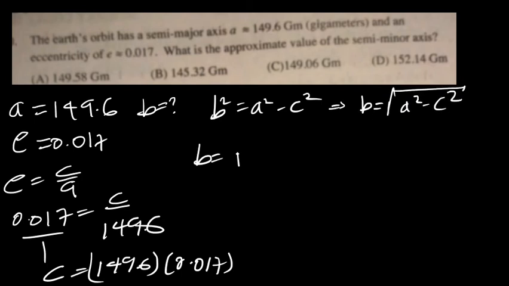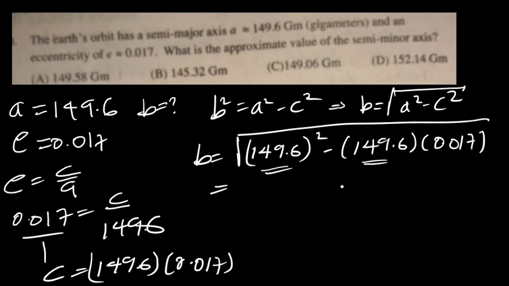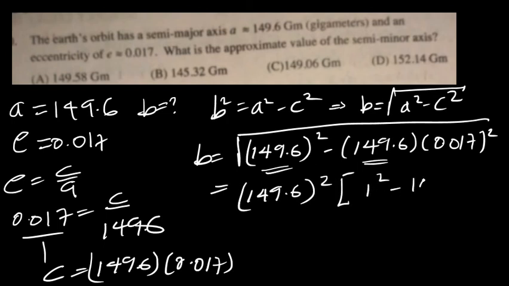Then B is equal to the square root of what is A, 149.6 square, minus, and what about C, 149.6 multiplied by 0.017, the whole square. Since we are asked for an approximate value, let us see what will happen. Then take out common. When you take out common, 149.6 square outside, and then just 1 square minus 0.017, the whole square left in the bracket.